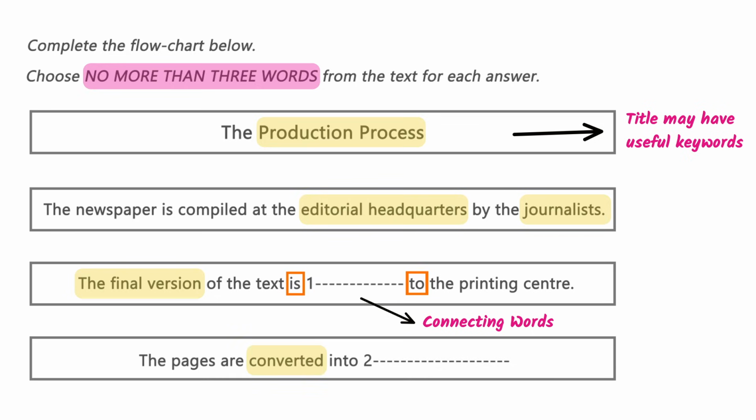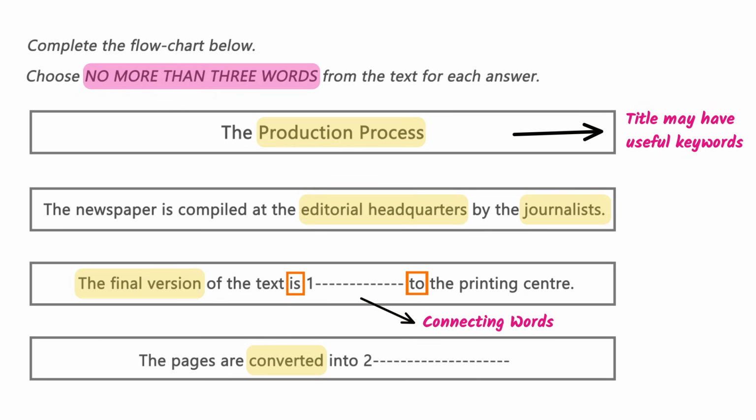This convert is important because convert is a verb that we can find the synonym word for in the text, okay? So the pages are converted into. These are the two questions here. So we should find, let's say, the correct answer. Now, once we find the keywords, it's pretty easy for us to locate that keyword in the text.